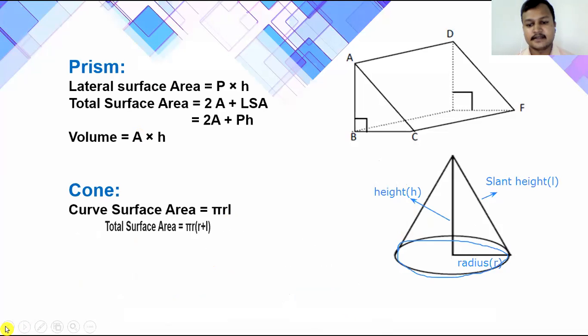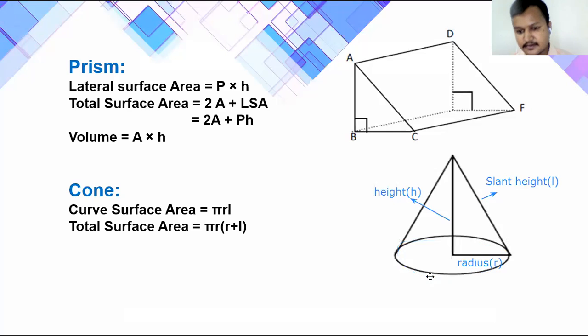Similarly, for the total surface area, to the curved surface area we add the base area, that means the area of the circle. You can observe the circle here. The area of this circle is added to pi r L, so pi r square is added. This becomes the total surface area: pi r L plus pi r square. From both, pi r is common, and the remaining value is L and R. So it becomes pi r times (R plus L).